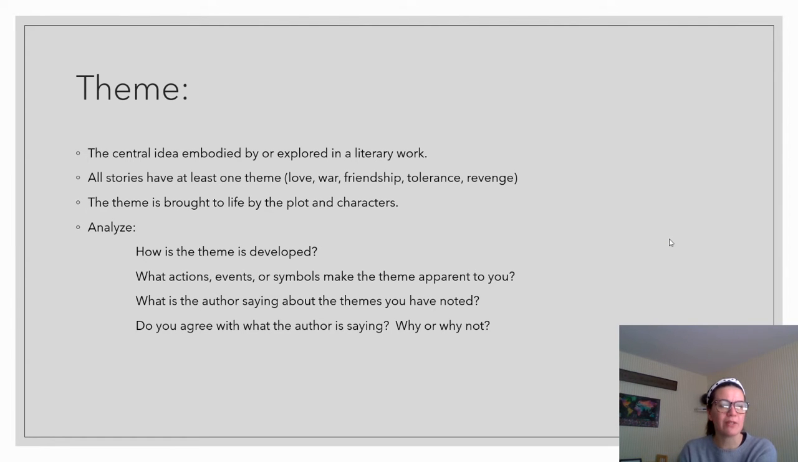So there's always a message that an author is making when they write. Our job is to decipher what it is. What are they saying? And then do we agree with them? And it's okay not to.